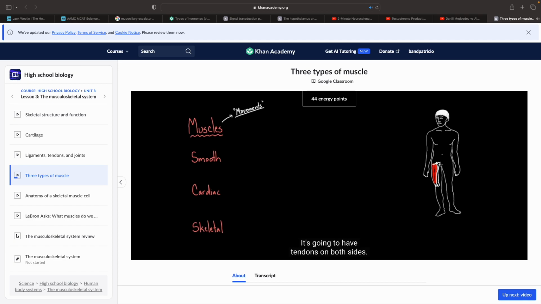And so this muscle is attached to the femur by way of tendon. It's going to have tendons on both sides. And so this tendon is attaching it to the bone and allowing it to act on the bone. So this is an example of skeletal muscle, right? So this skeletal muscle is going to be attached to a tendon and bone.